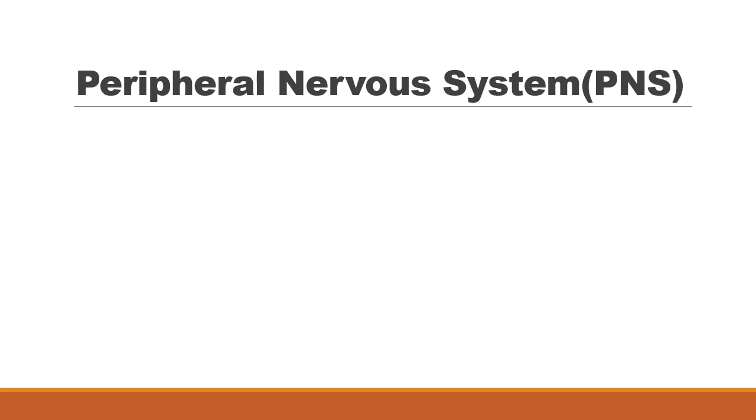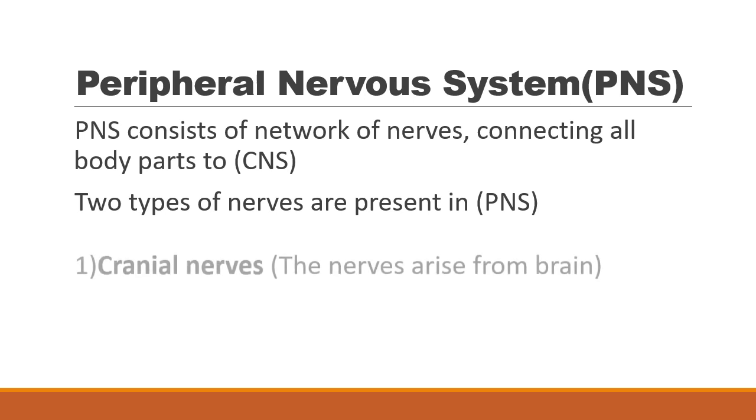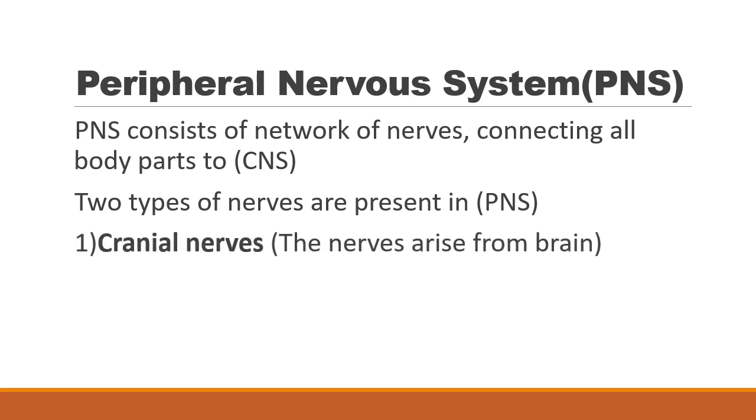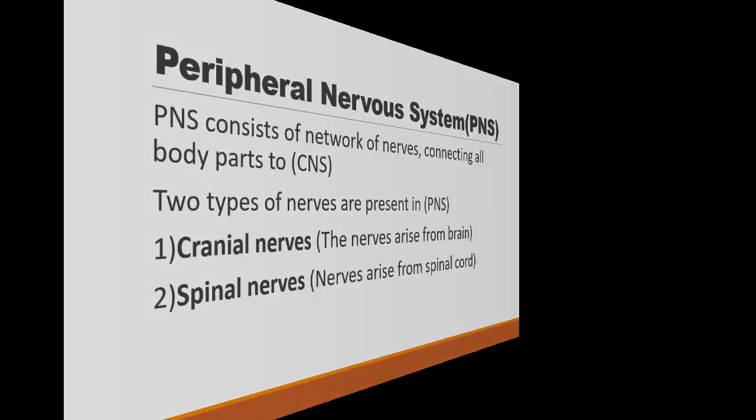Now, PNS or peripheral nervous system. The next part of our nervous system is the peripheral nervous system. The peripheral nervous system consists of a network of nerves connecting all the body parts to the central nervous system. There are two types of nerves present in the peripheral nervous system. Number one is the cranial nerves, the nerves that arise from the brain. And the second part is the spinal nerves, the nerves which arise from the spinal cord.